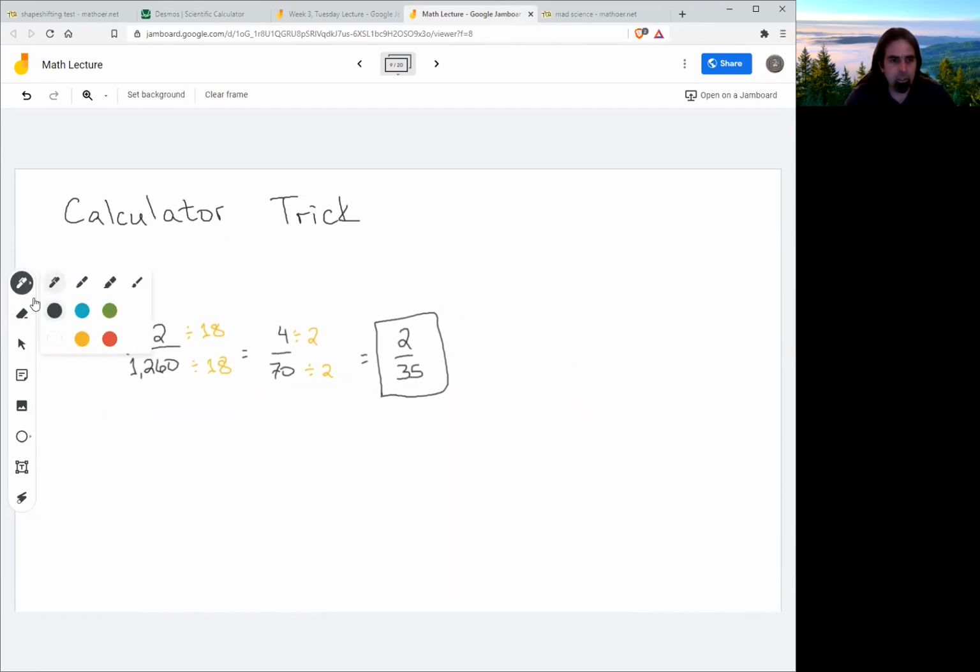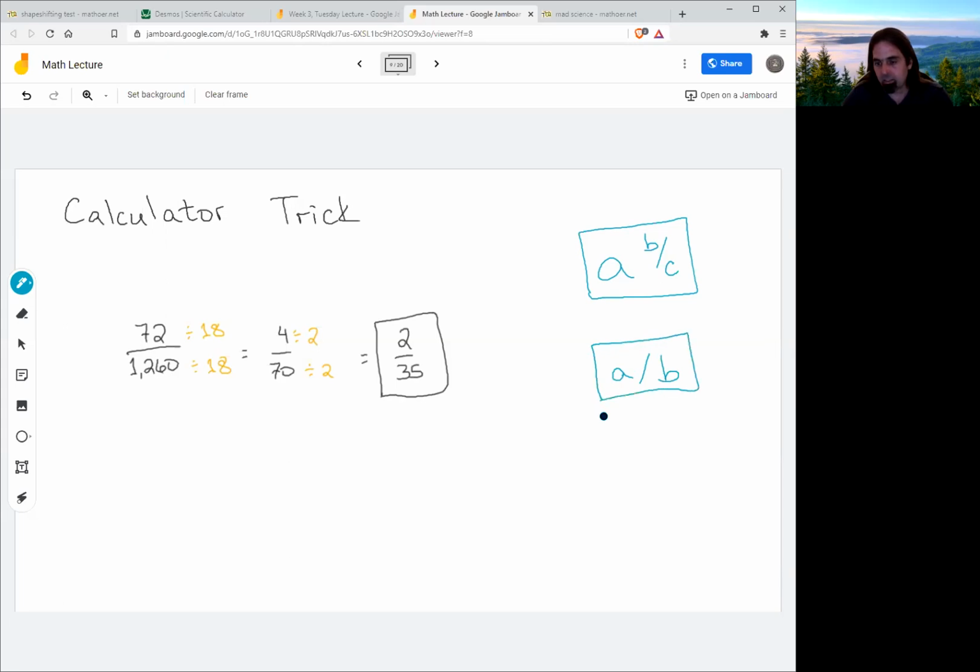So if you have a calculator key that looks like A, B over C, or maybe it just looks like A over B, something like that, then usually your calculator would let you just enter 72, do that key, whatever it looks like, where the fraction bar happens, and then the other number, and equals, and then one of two things will happen.